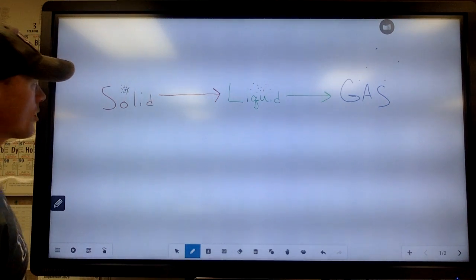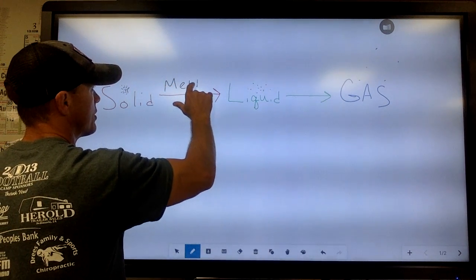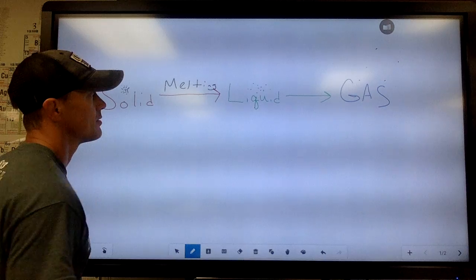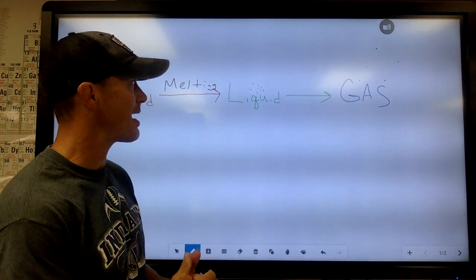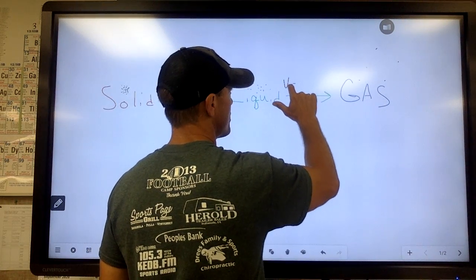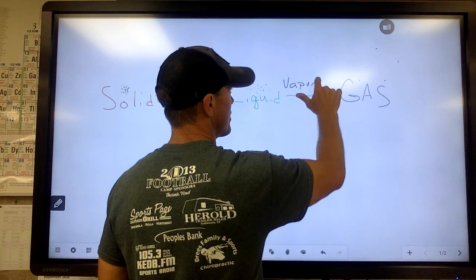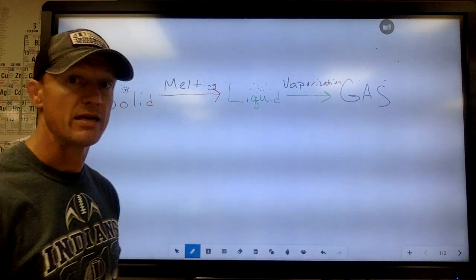So a solid to a liquid is melting. If we want liquid water or liquid of anything to turn into a gas, we still add heat into it. That is called vaporization. Essentially, that's boiling. Now, water will evaporate at any temperature.